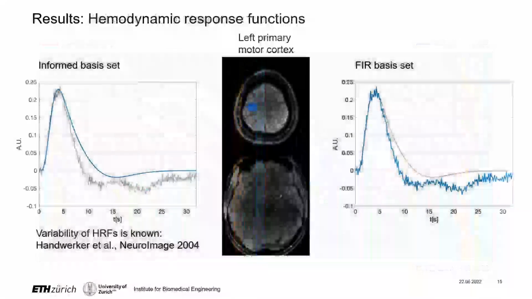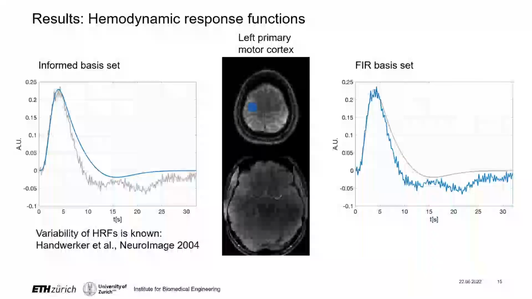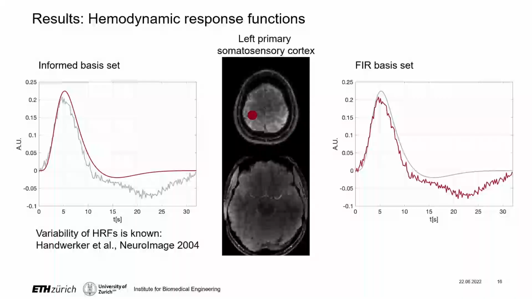So here I'm showing the results in the left primary motor cortex. And one thing that we could see here already is that the primary response as measured by the FIR basis set decays faster from the peak than it is measured by the informed basis set. And that's already an effect that requires a slightly higher sampling rate, because fast changes in signals are usually high frequency.